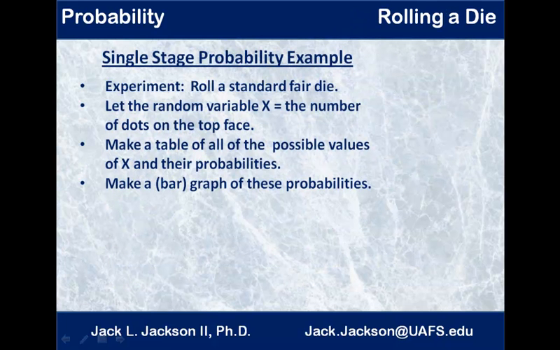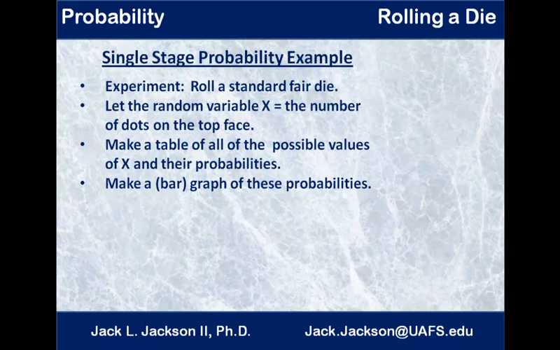So let's look at some examples. We've already seen an example of a random variable. Take the experiment where we roll a standard fair die and let the random variable x be the number of dots on the top face. We can make a table of all the possible values of x and their probabilities, and then make a bar graph of these probabilities, and that would be called graphing the distribution. Notice the graph of a discrete PDF is a bar graph. Go ahead and do that now.